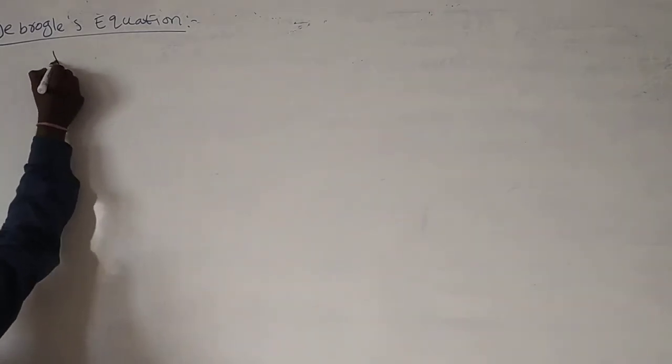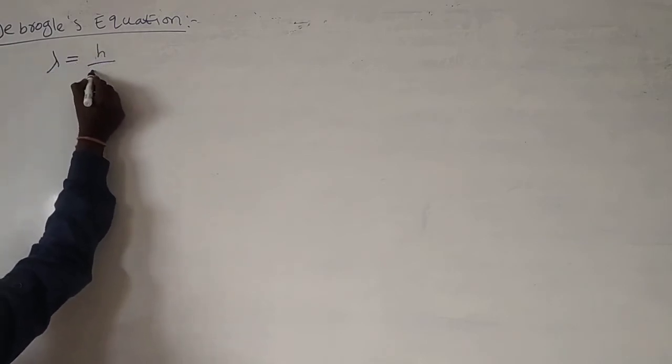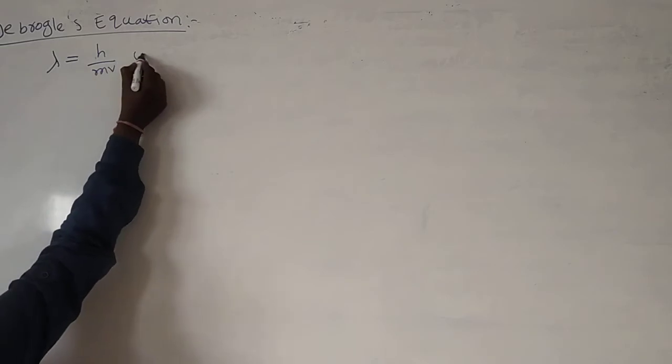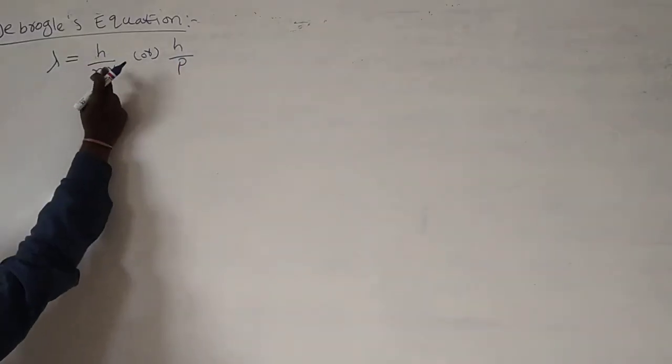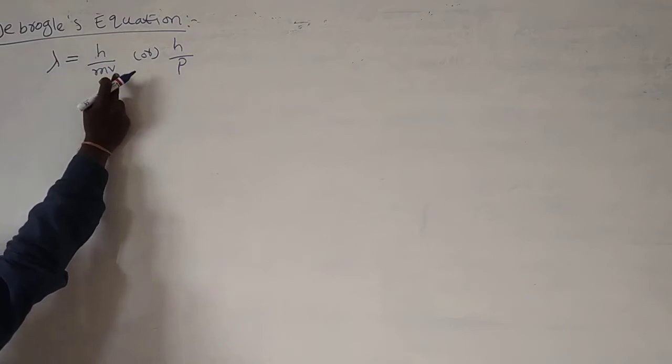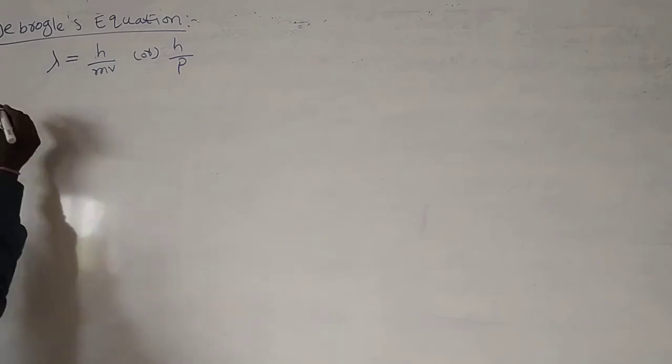What is the de Broglie wavelength? Lambda. We call the de Broglie wavelength h by mv, or h by p. This we call the de Broglie equation. Here h is Planck's constant, m is mass of an electron, v is velocity of an electron, p means momentum of an electron. Here I am writing one problem based on this principle.